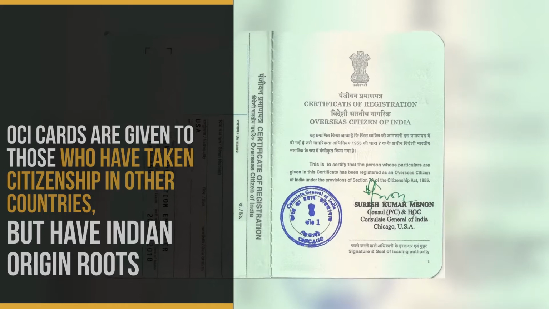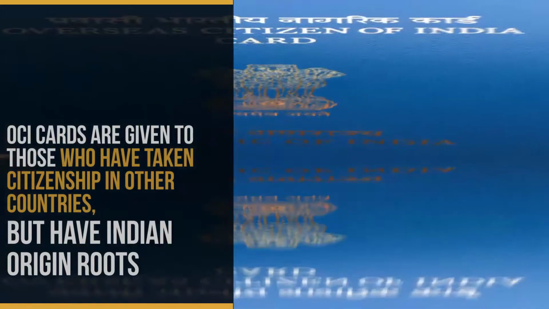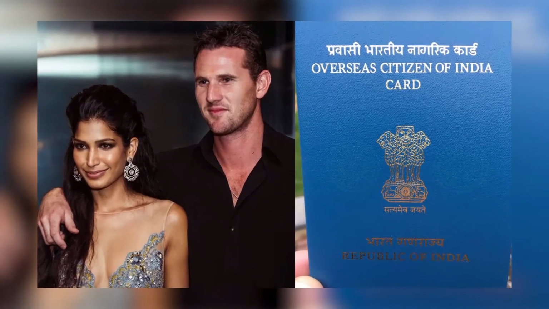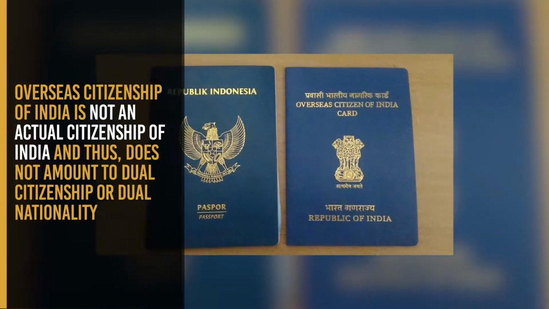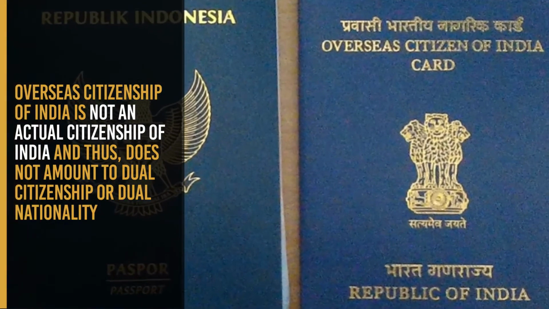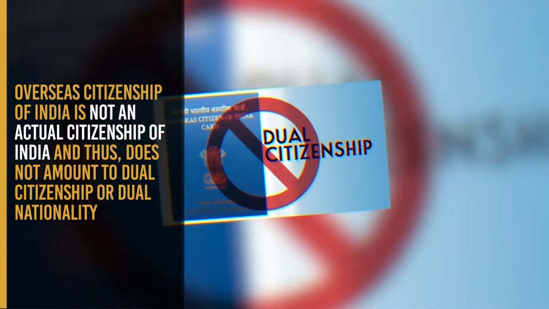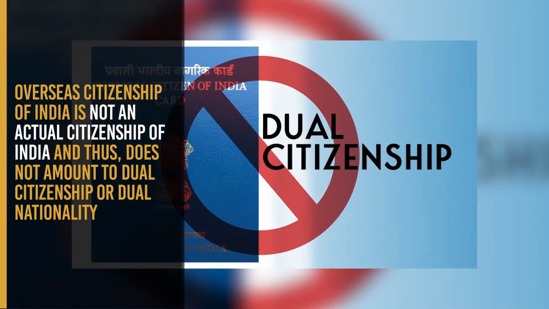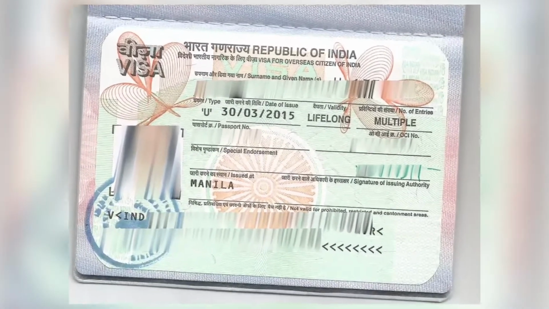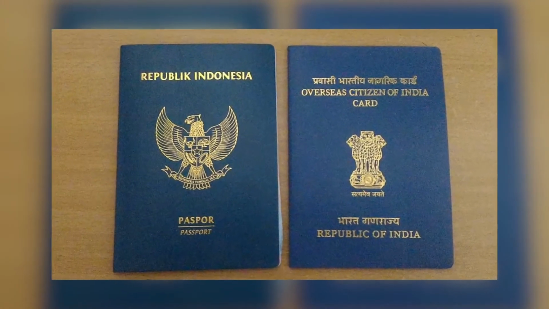The OCI cards are given to those who have taken citizenship in other countries apart from India but have Indian origin roots. The same holds for the spouses of Indian citizens or persons of Indian origin. Therefore, Overseas Citizenship of India is not an actual citizenship of India and thus it does not amount to dual citizenship or dual nationality. The OCI card is not a substitute for the Indian visa, and therefore the passport which displays the lifetime visa must be carried by OCI holders while travelling to India.